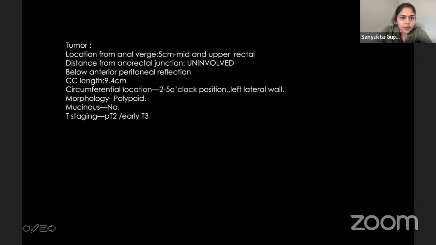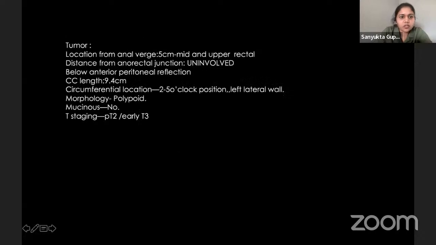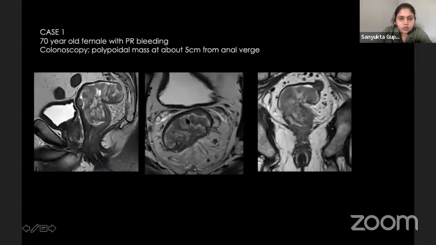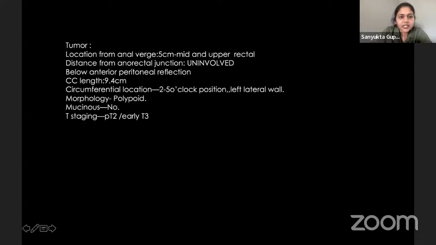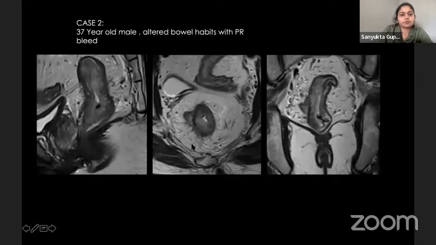The craniocaudal length is about this much. Circumferential location: it is mostly from 2 to 5 o'clock position. Morphology is polypoid, no mucinous component, as I cannot see any T2 hyperintense components. And the T staging is pT2 or early T3. So here the muscularis propria is almost invaded, so it could be an early T3 stage.